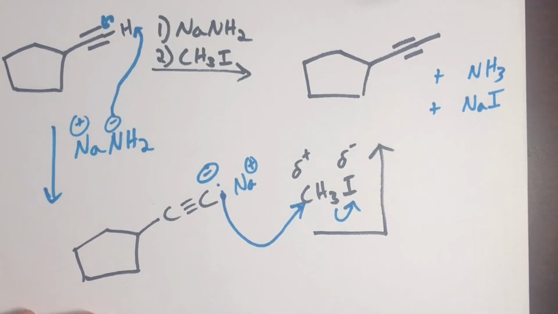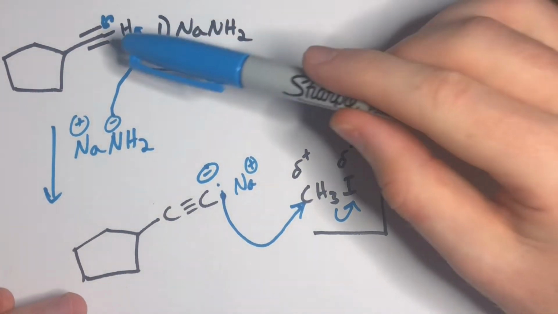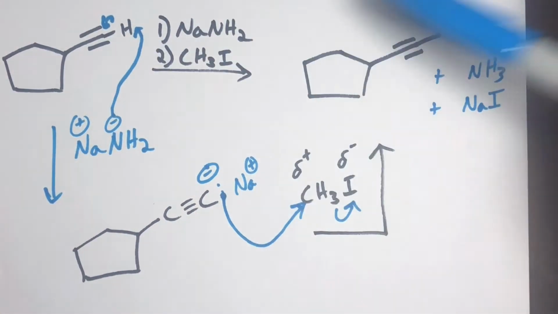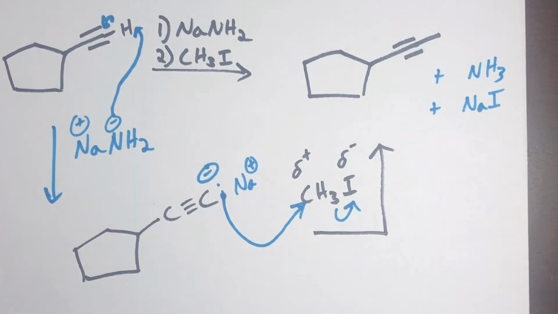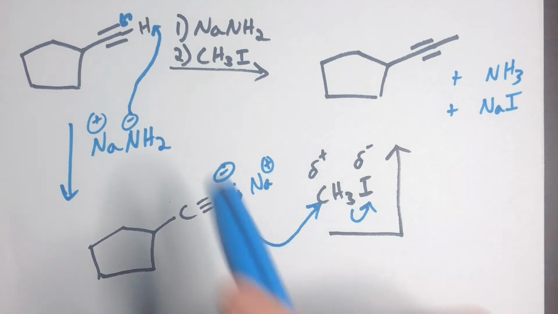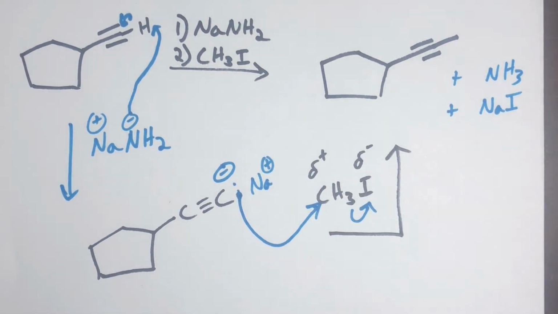So the point of this is that we can use the acidity of the terminal alkyne proton to create new carbon-carbon bonds, which is extremely useful because there's only a limited number of ways to make carbon-carbon bonds, and this is one of them. We take advantage of the idea that the terminal alkyne protons are acidic. But notice, this is a primary haloalkane.